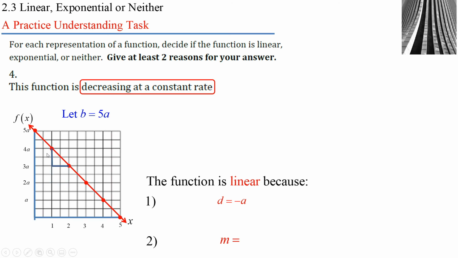One more time. Are we dropping negative a? And are we running 1? Slope is rise over run, so that's negative a over 1, or again, negative a. And look at what we have right here. The common difference and the slope are always the same thing. All right, so there's my 2 reasons right there.